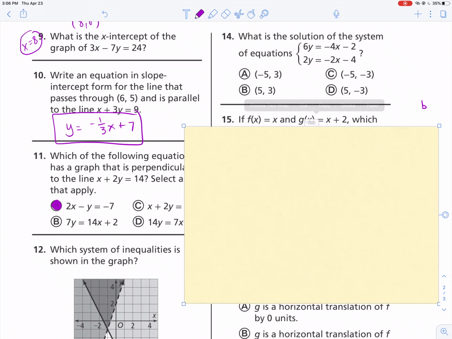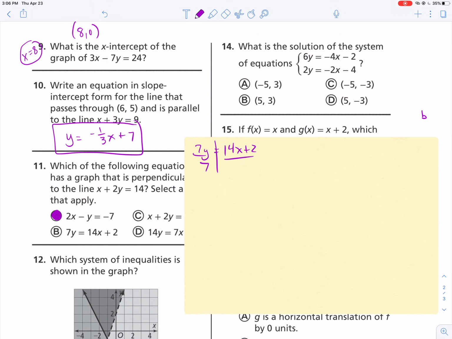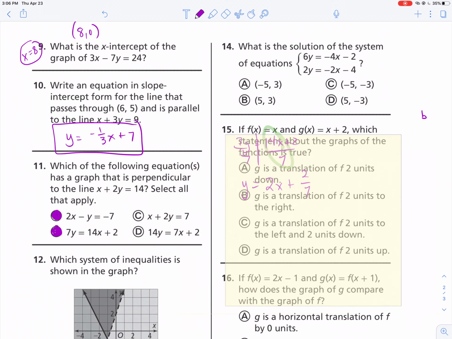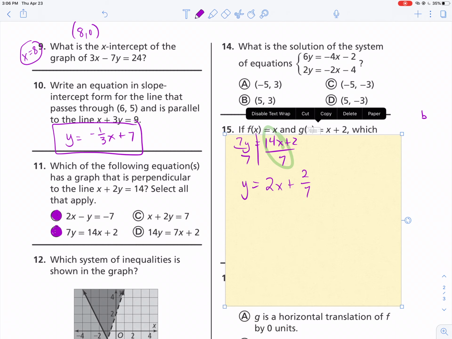We're going to say 7y equals 14x plus 2. I want the y by itself, so I'm going to divide both sides by 7. And I get y equals 14 divided by 7 is going to give us 2x plus 2 over 7. I don't really care about the fraction as much, but we see again that we have a slope of 2. So that was our option B.